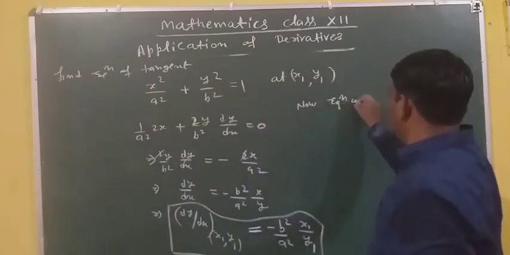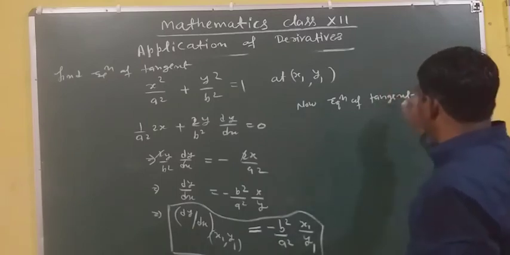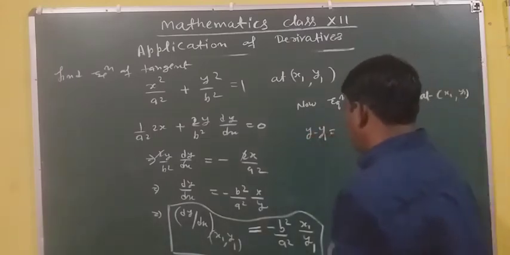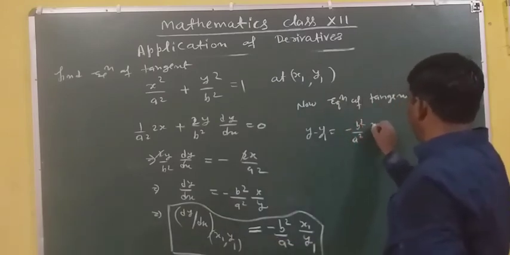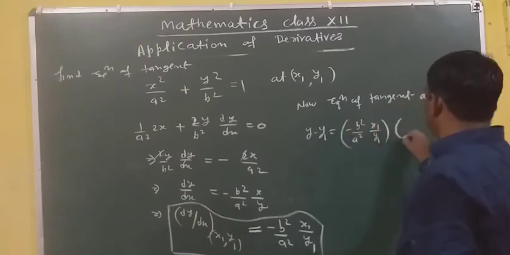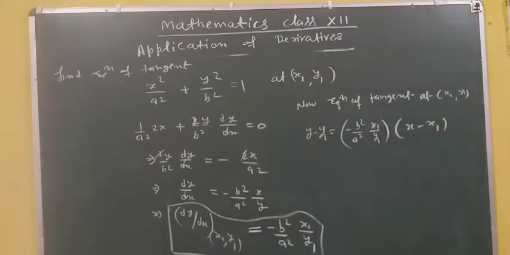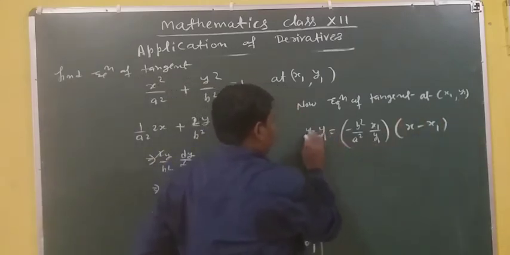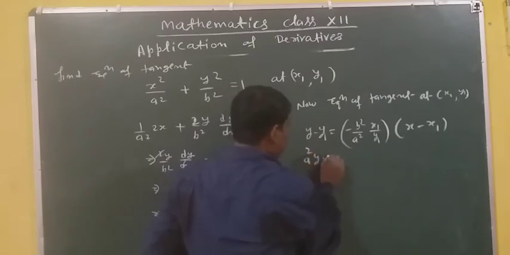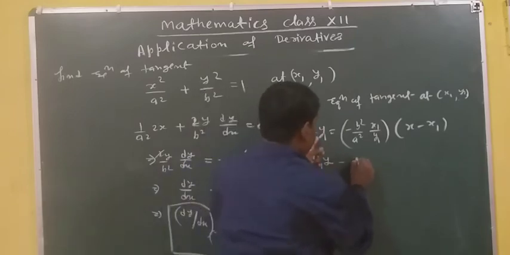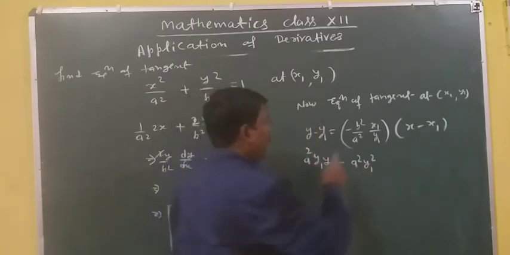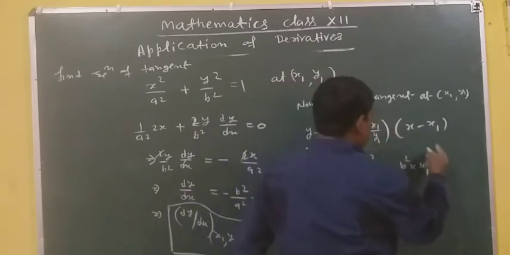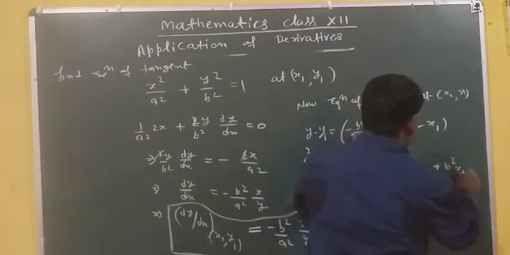Now the equation of the tangent at x1 y1. So y minus y1, m means slope, is equal to minus b square upon a square, x1 upon y1, into x minus x1. Now you can solve it by cross multiplication. See, this is a square y1 y minus a square y1 square is equal to minus b square x x1 plus b square x1 square.